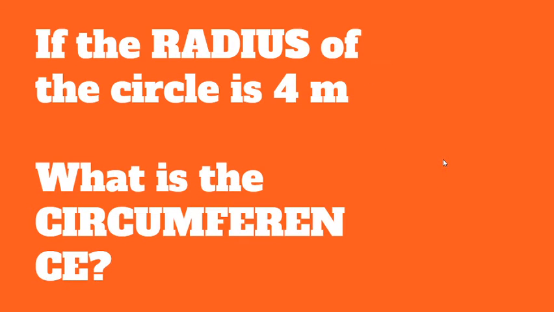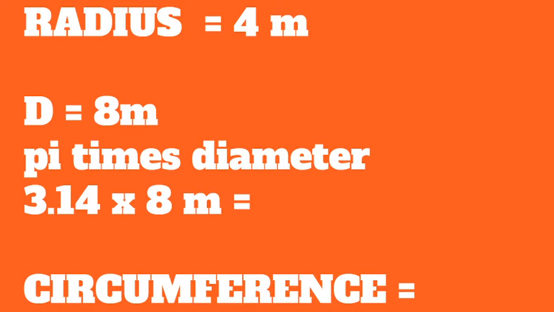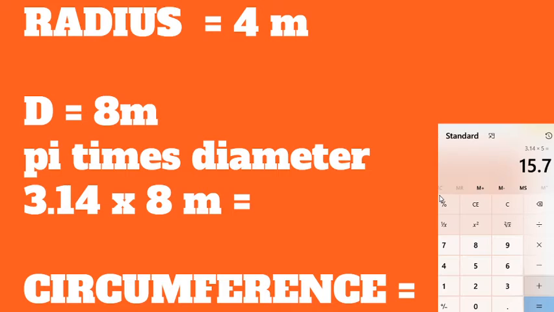What if the radius is 4 meters? What is the circumference? Well, the radius, boys and girls, is just half of the diameter. So we can take our formula and multiply 4 times 2, which equals 8, and then multiply that by 3.14, in other words, pi, and come up with our circumference.